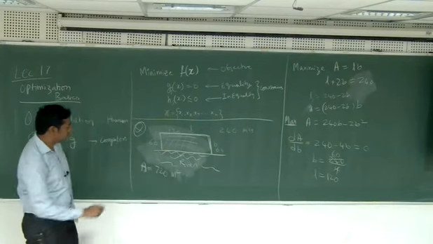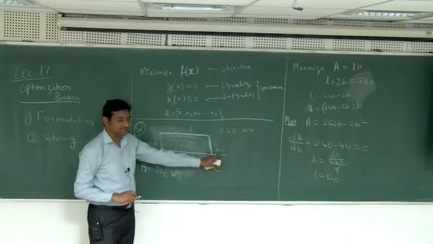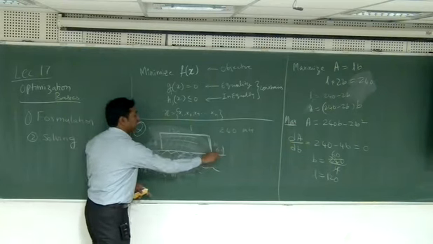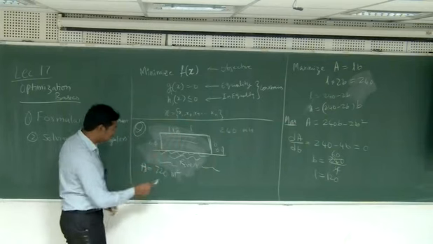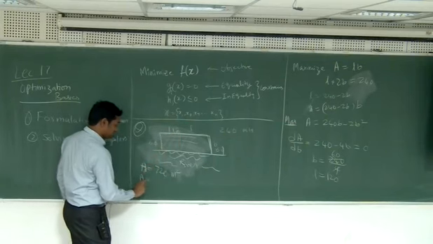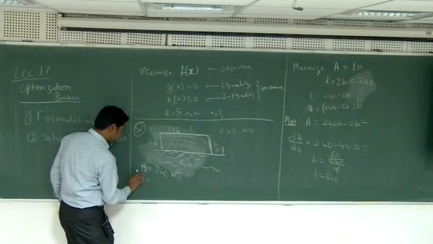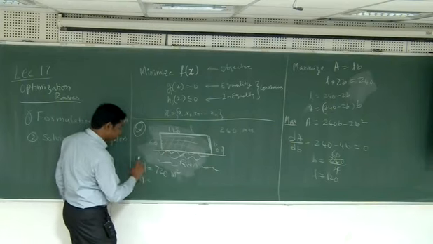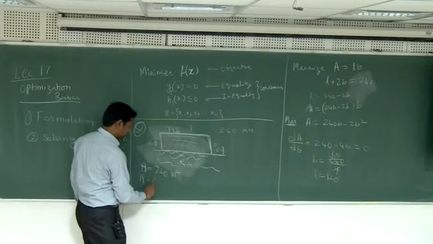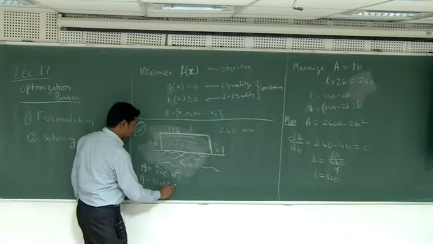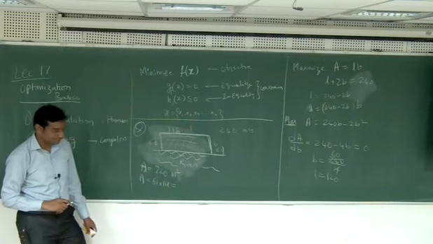So if you make it 61, what will happen? If this is 61, this will also become 61, and this will be 118. In that case, what is the area? We'll calculate the area now. What is that? 61 into 118. How much is this? Can someone quickly try that? 61 into 118.